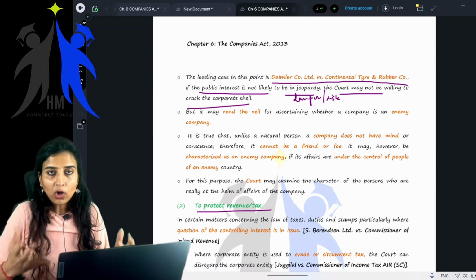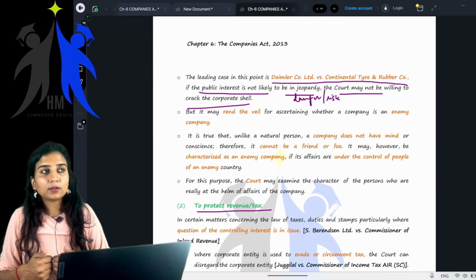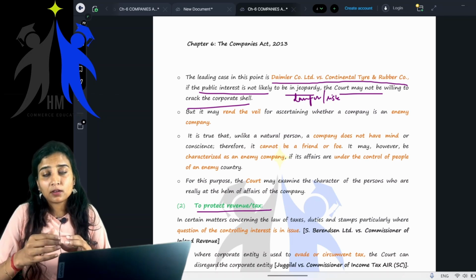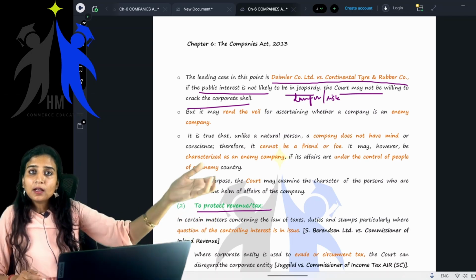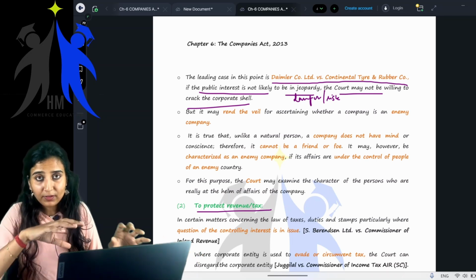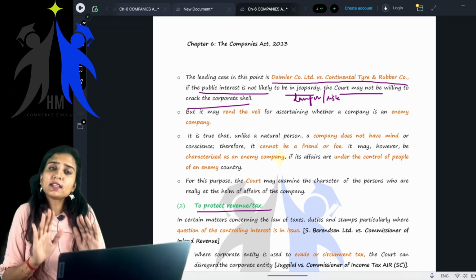Yes or no? Normally, say for example, if we in India enter into a contract with a particular country, say XYZ country, and the relations between these two countries are good.